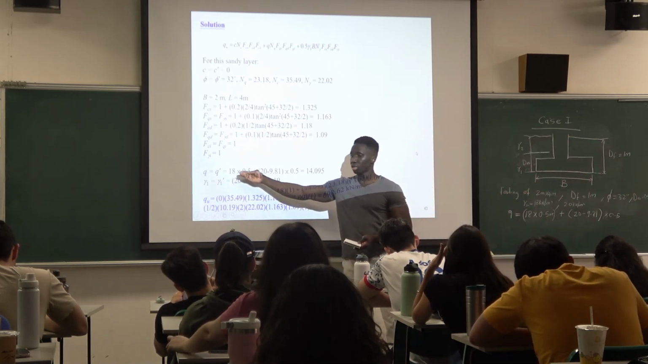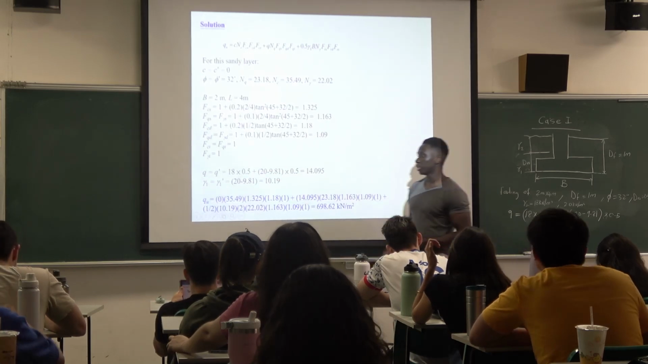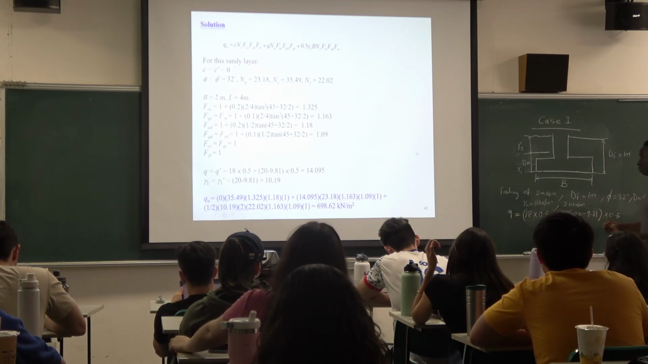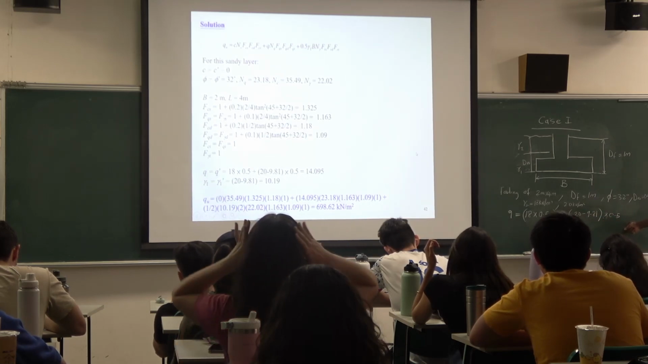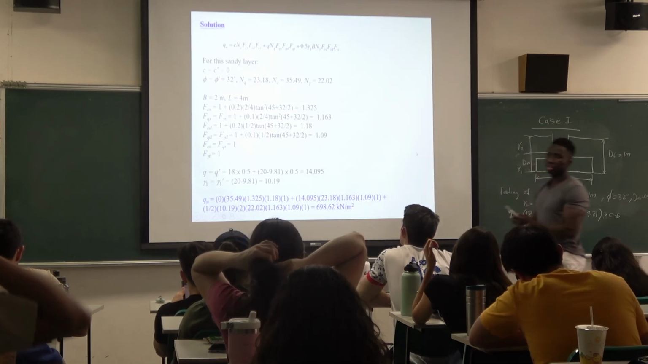Okay, so that's how this comes about. 18 multiplied by 0.5, 20 minus 9.8 multiplied by 0.5. So that's how you get your Q at this point. Okay?